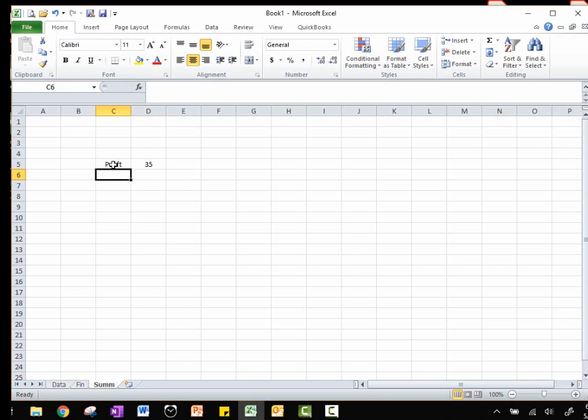What happened here is we had to remember where this data was. And in a large spreadsheet, this could be very complicated. So here is a quick way of doing the same thing using named ranges.